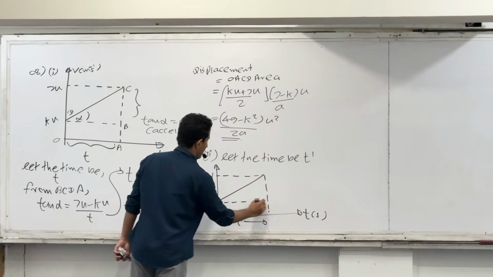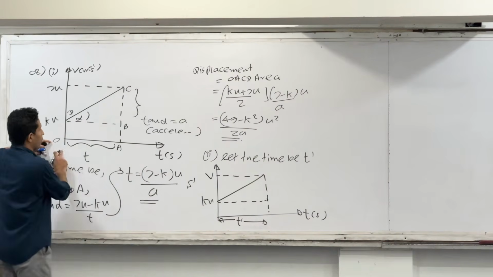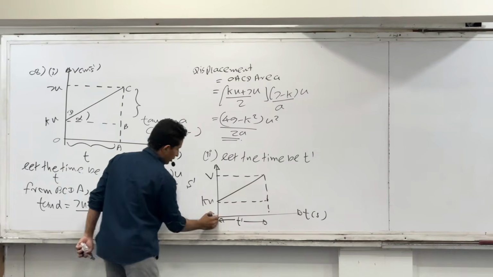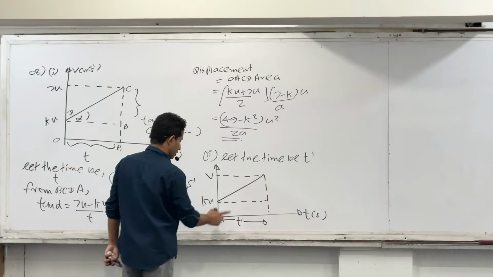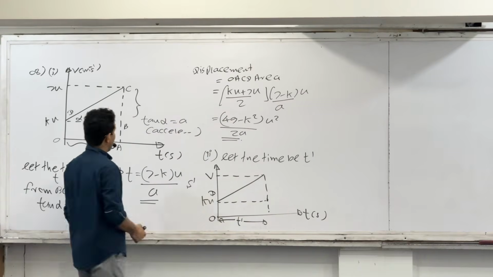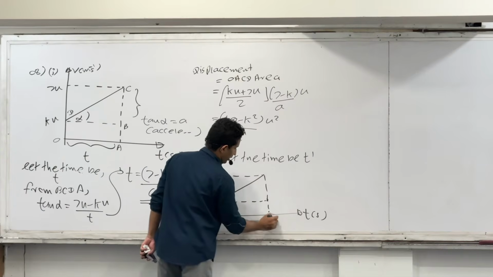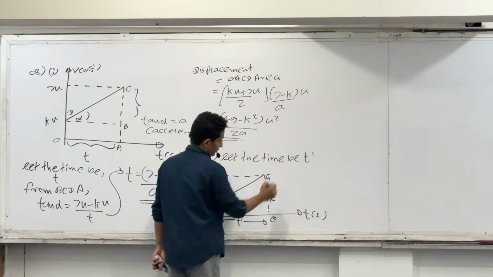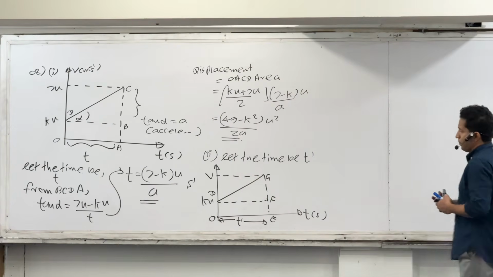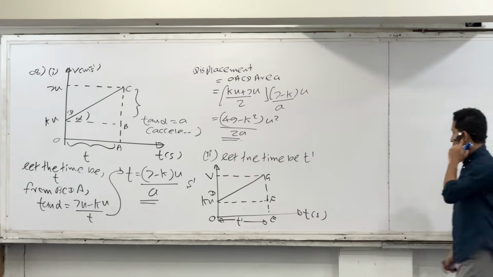Now we cannot use the same letters as before. Previously this was O, A, B, C, D. Here O is the initial position. I will take the points as O, E, F, G, D like this.